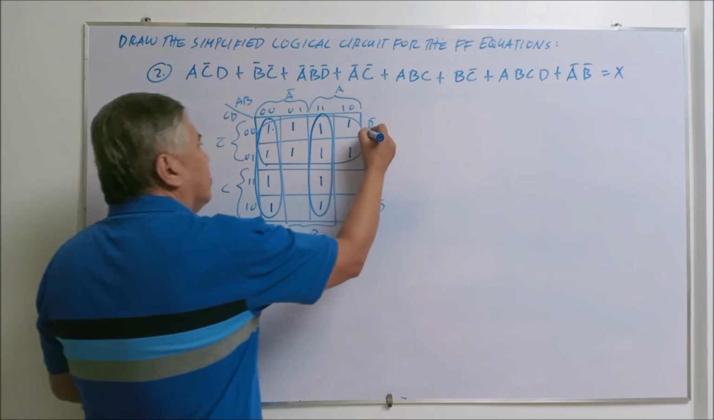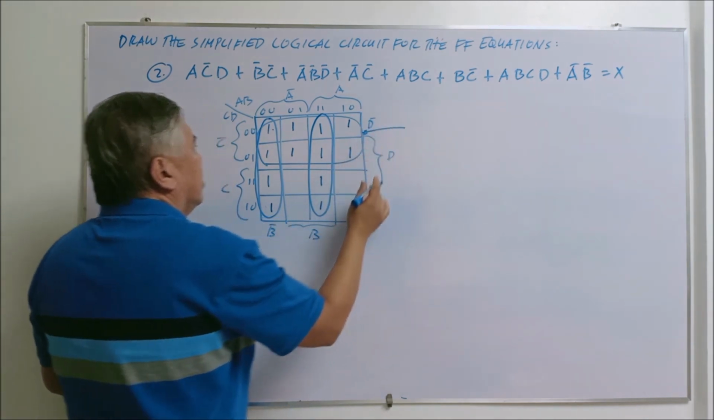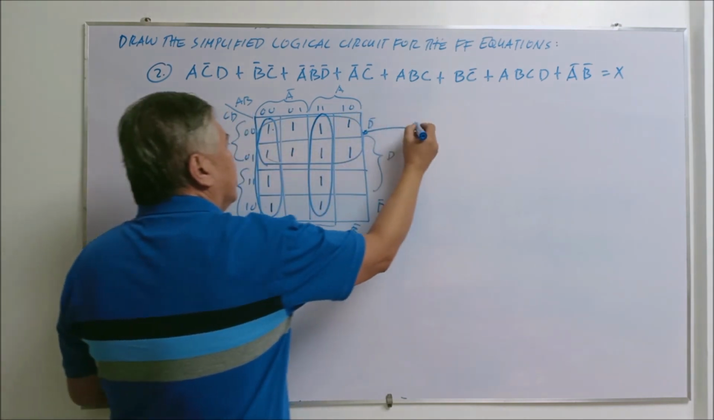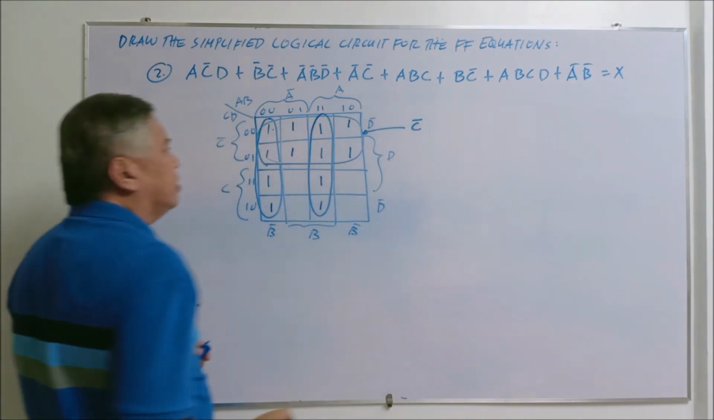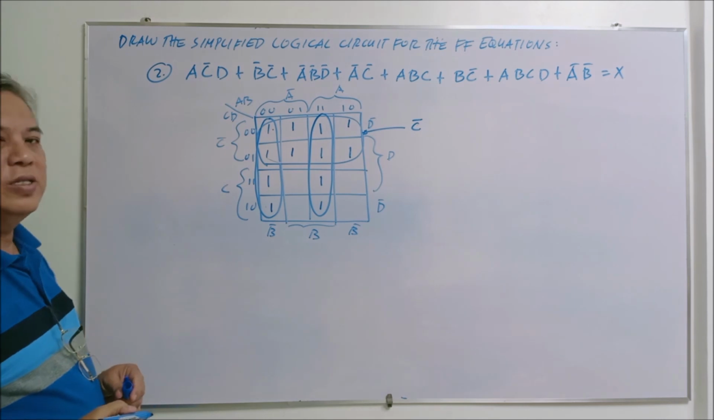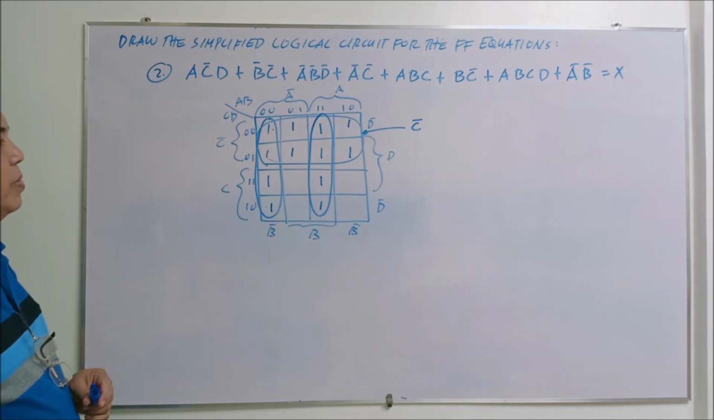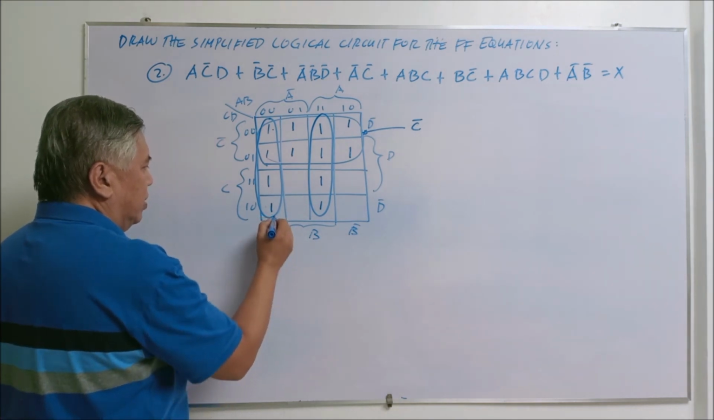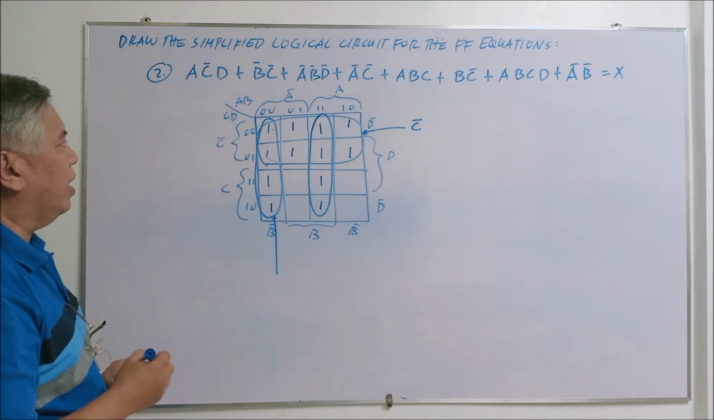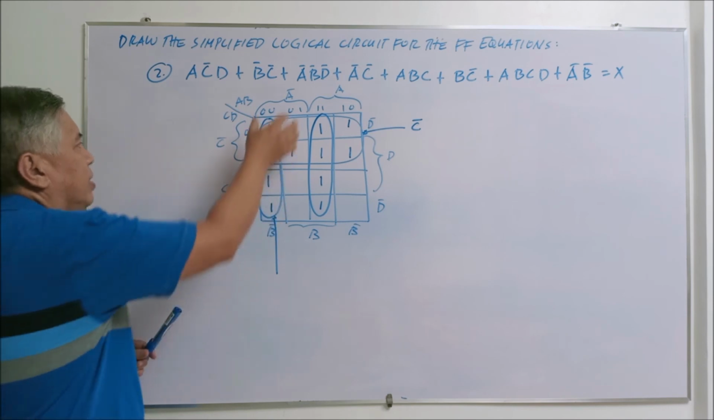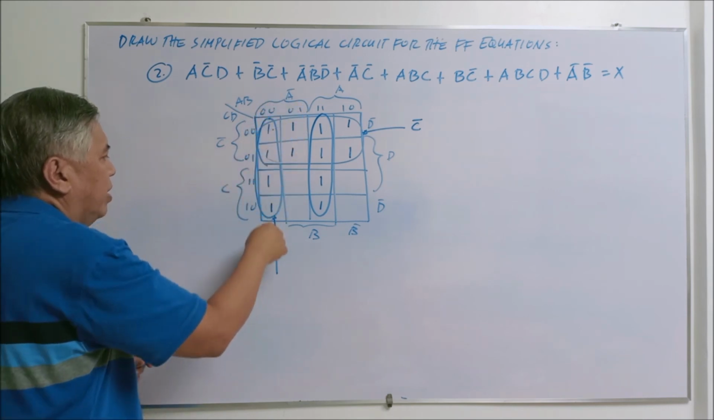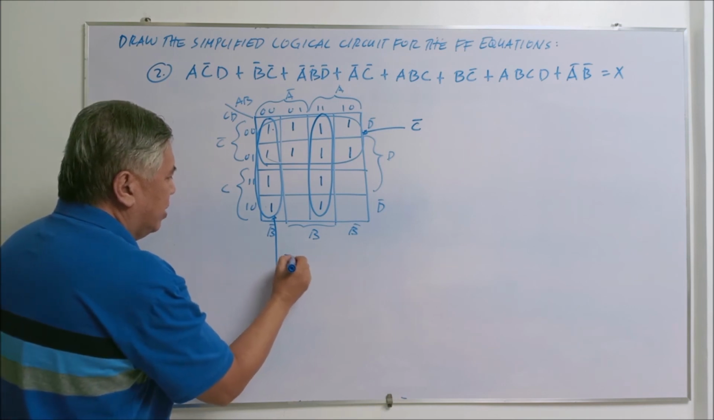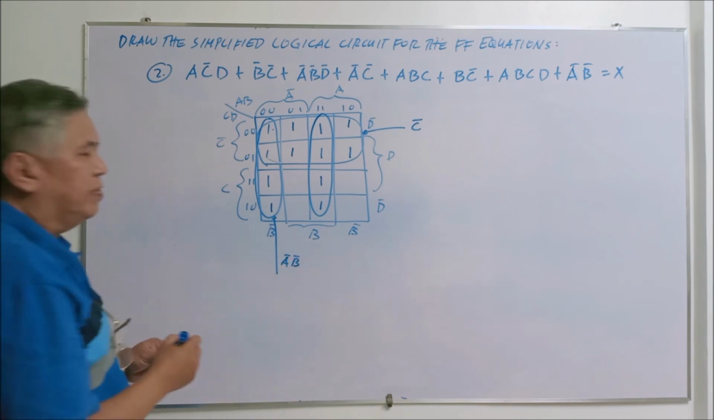Now, for this one here, this belongs to C bar, right? So, 8 adjacent cells combine to yield a single variable term. And this one here belongs to what area? It is under A bar, at the same time B bar. So this one here is A bar, B bar.